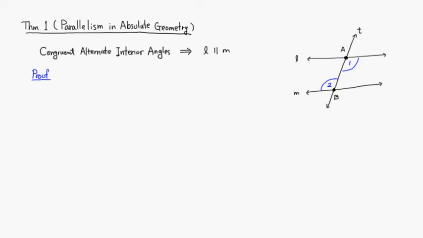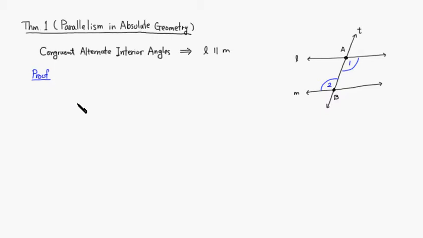Alright, let's look at theorem 1, parallelism in absolute geometry. It says that if you have two lines, L and M, and a transversal going through both of them, and their alternate interior angles are congruent, then we can conclude that L and M are actually parallel. Alright, so let's try to prove that.